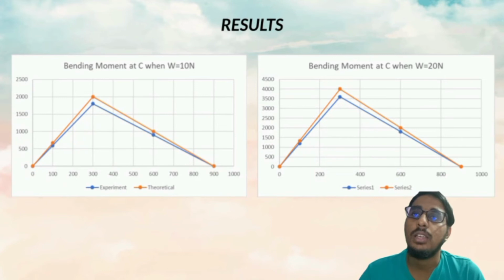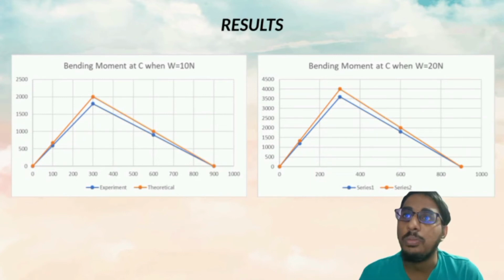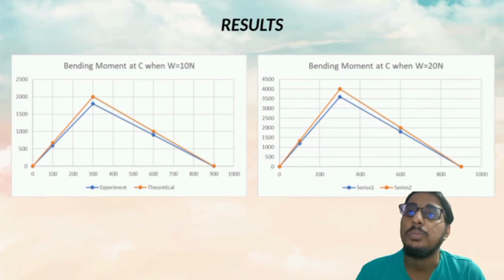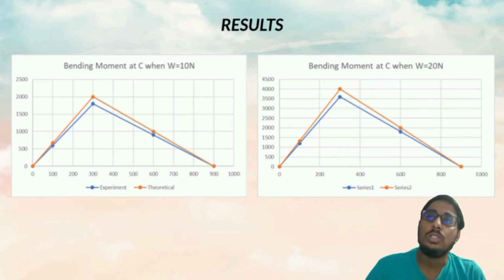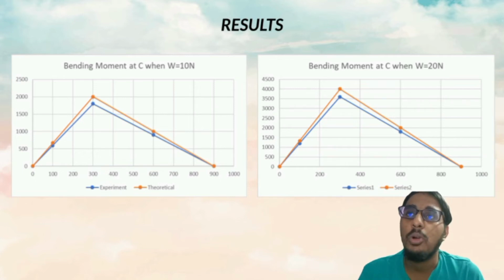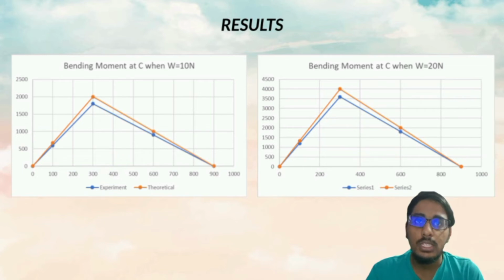Next we're going to see the graphs that we have obtained from the results. These are the bending moment graphs, which are for bending moment at C when the weight is 10 Newton and bending moment at C when the weight is 20 Newton.